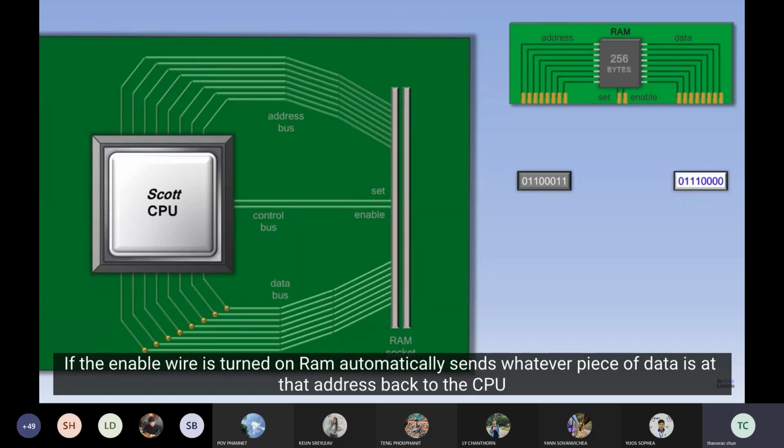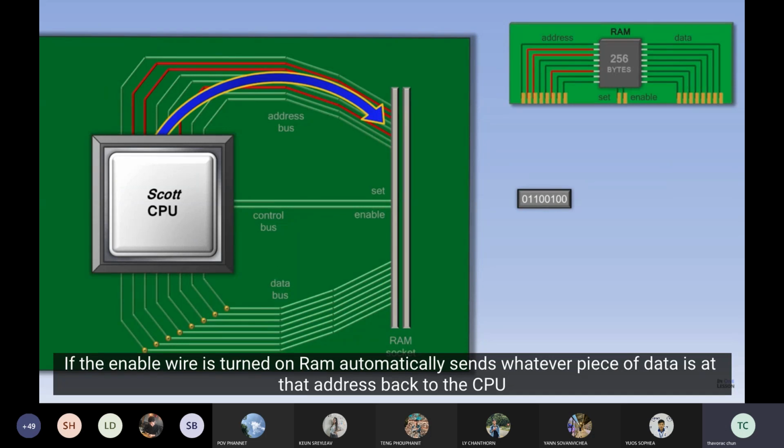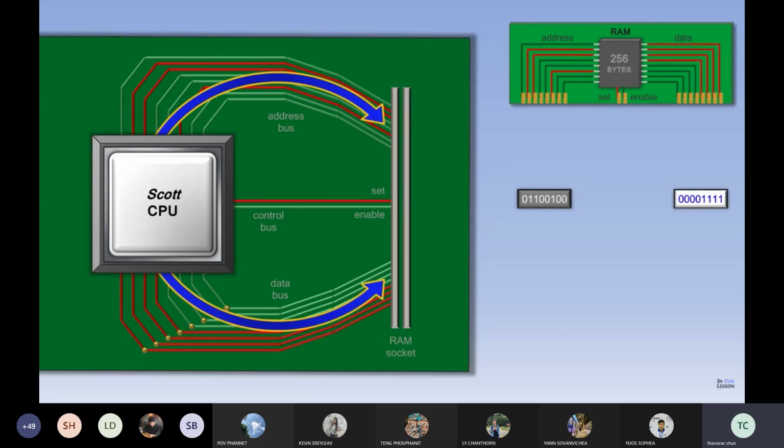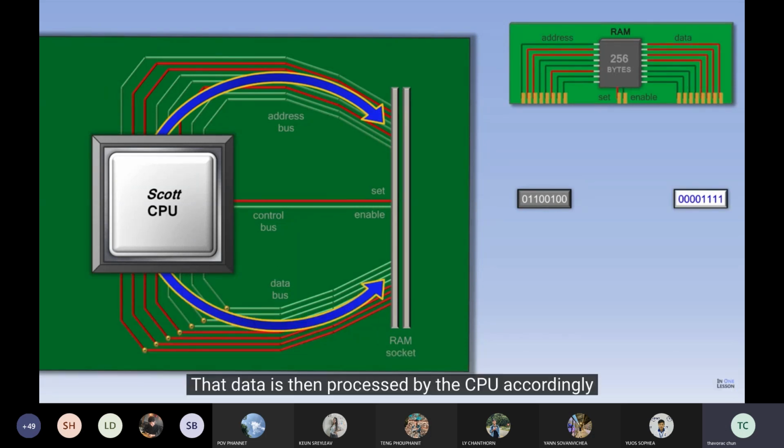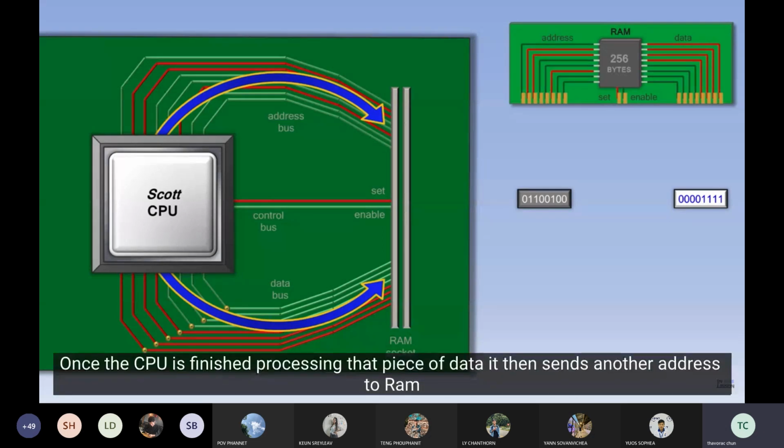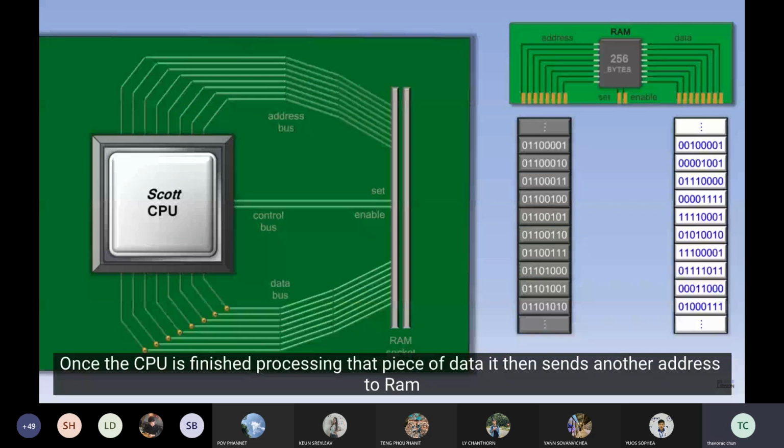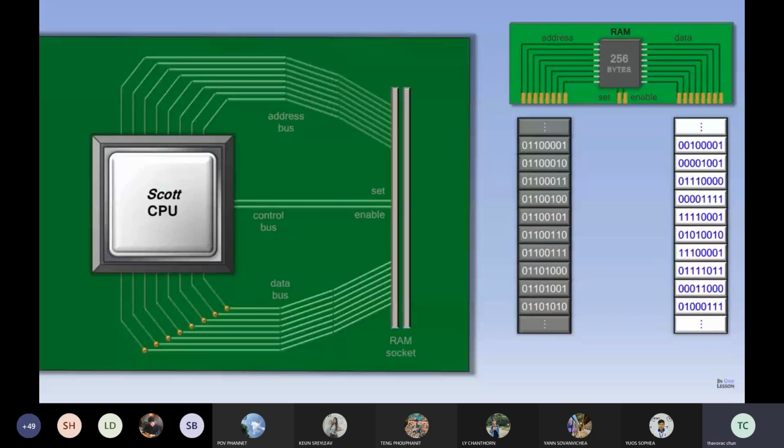If the CPU needs to save data to RAM, it outputs an address, outputs some data, and then turns on the set wire. The RAM will then overwrite the data at that address with the new data. But what is that data inside RAM? Because it just looks like a bunch of ones and zeros. Well, it's made up of different things.